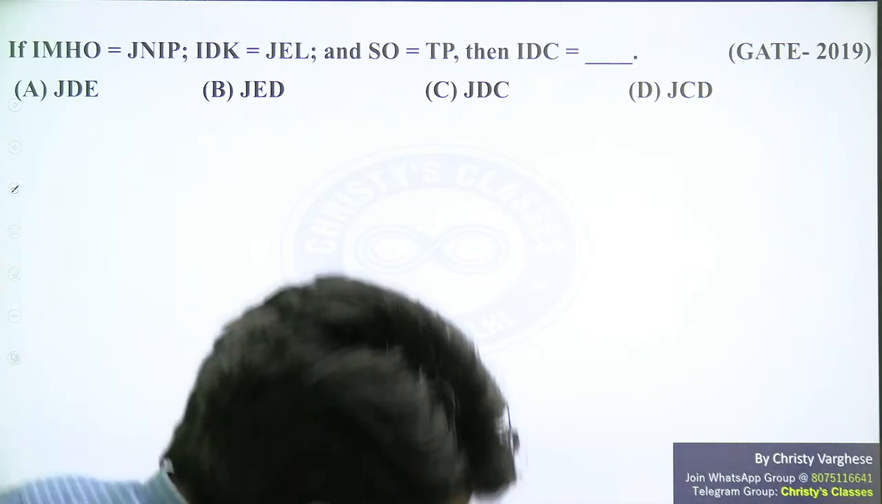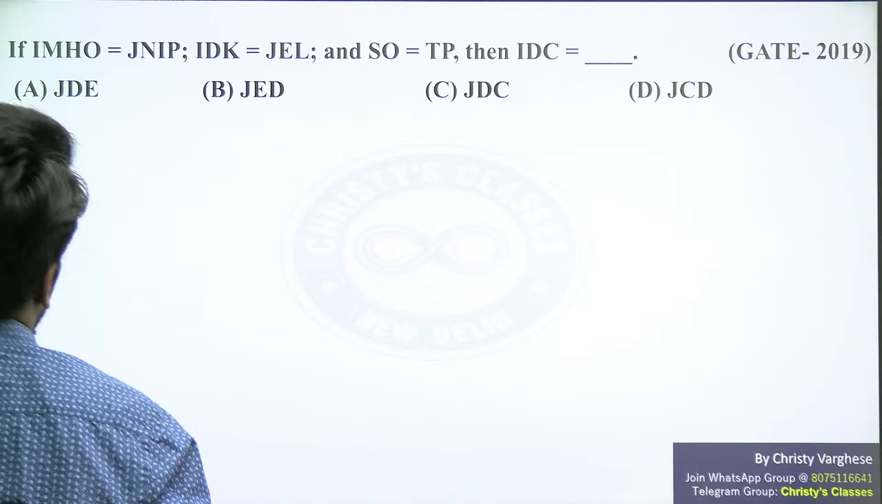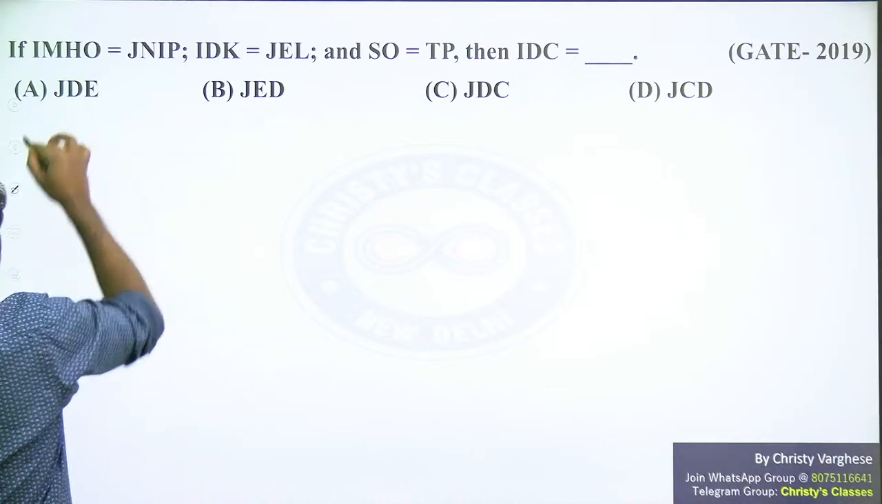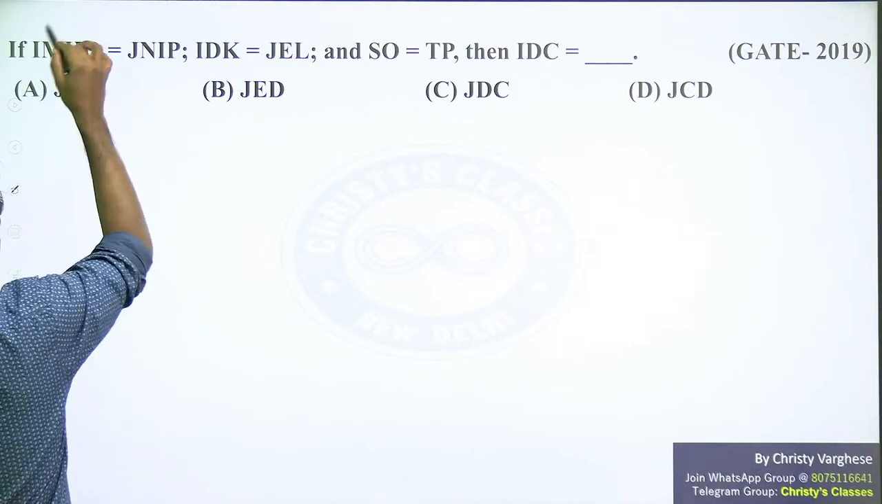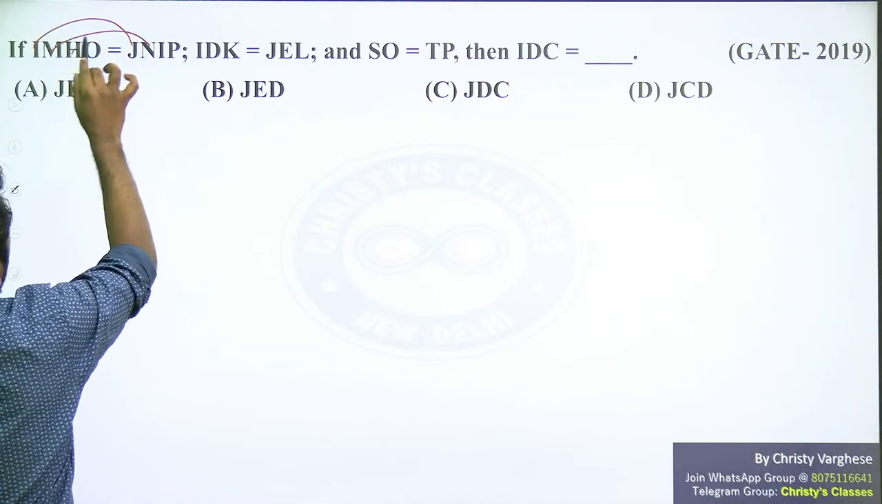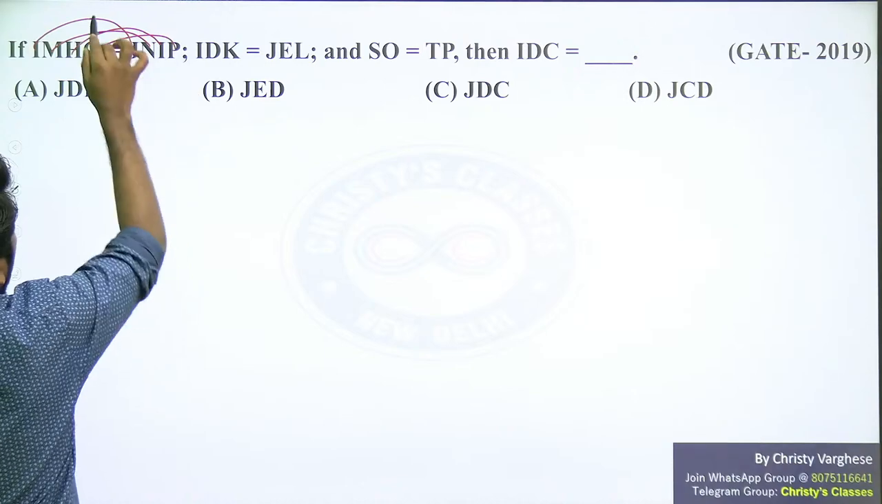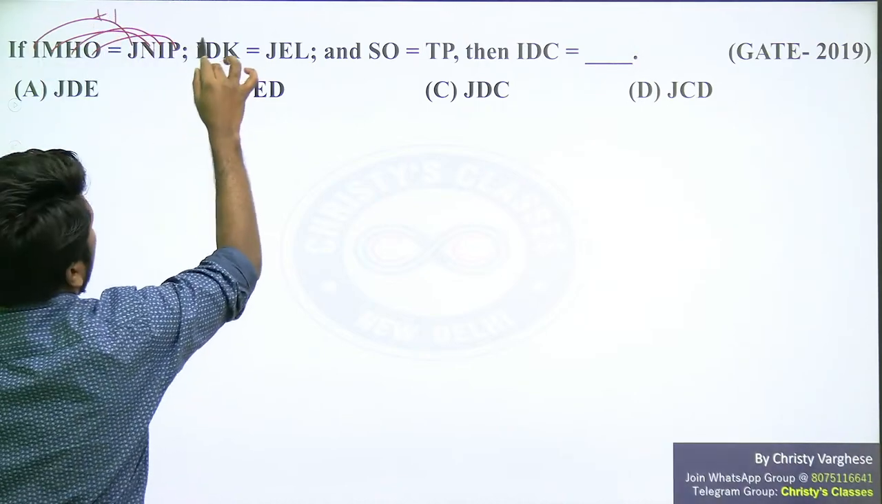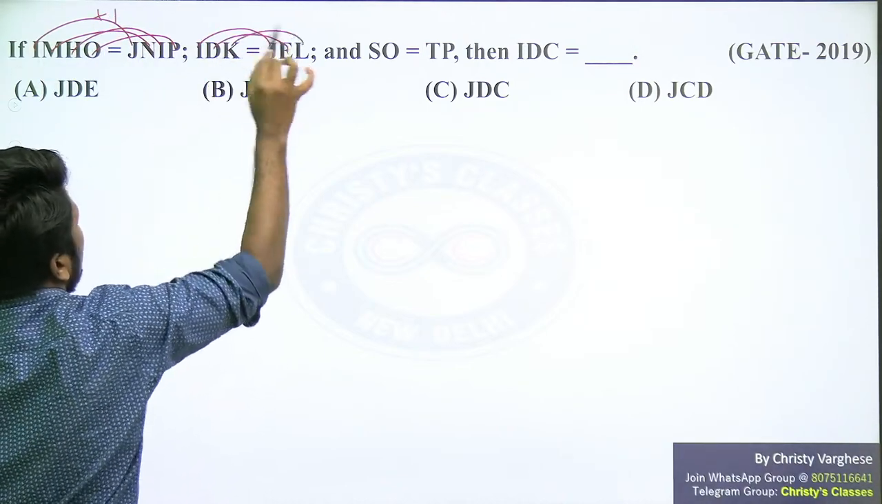Very good. Most of you got it. As it is the same as the previous question, I don't think I have to explain more, so I'll just summarize. I one letter forward, M one letter forward, H one letter forward, O one letter forward. So plus one. I one letter forward, D one letter forward, K one letter forward.